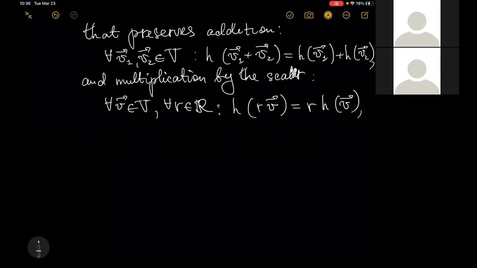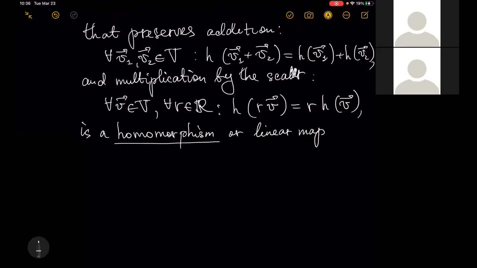So such a function is a homomorphism or linear map. Okay, so we have shown before that instead of checking these two conditions, first this, then this, we can check just one.